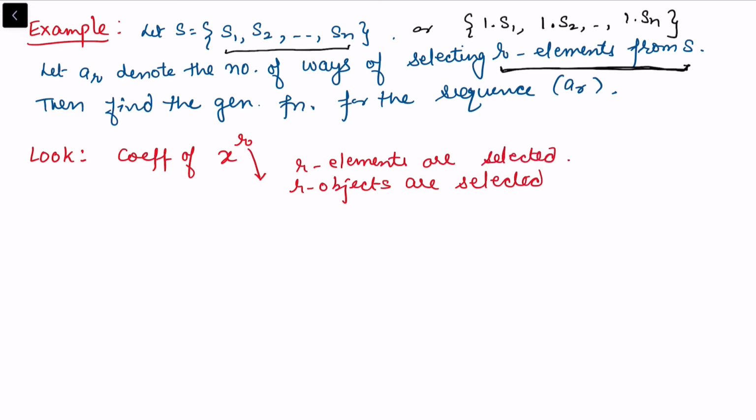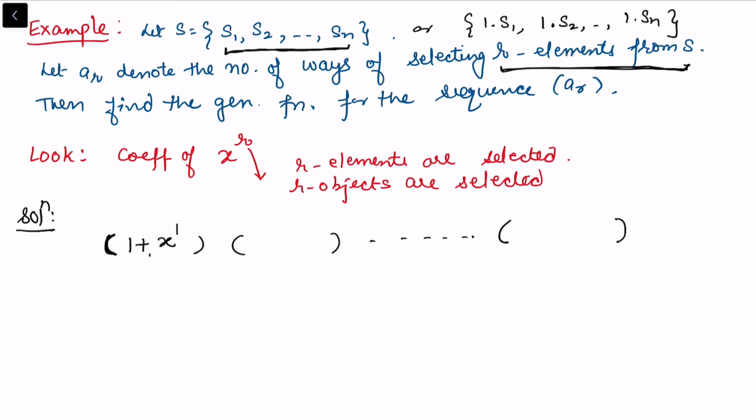And now I want to simply find the generating function for the sequence. So again let's see if this is similar to the previous one. There are n objects, so the first thing that we have to create is n parentheses. So we need to understand that there are n objects, and each object will have its own way of coming. Either that object may come or it may not come: 1 plus x to the power 1.